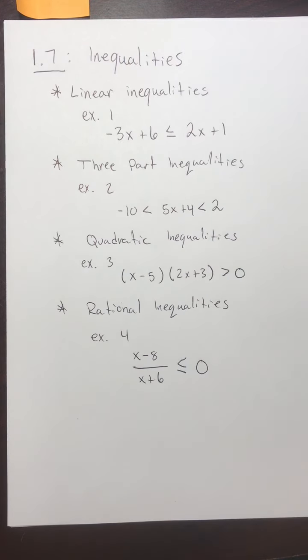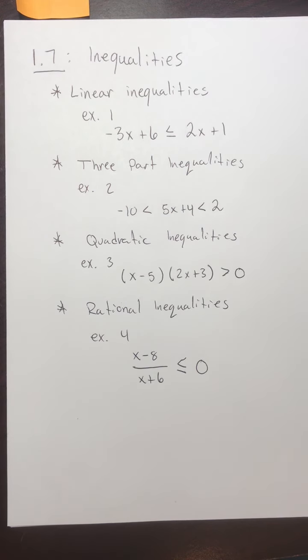In section 1.7, we're going to talk about inequalities. Four inequalities that we're going to talk about are linear inequalities, three-part inequalities, quadratic inequalities, and rational inequalities. In the next section, we will talk about absolute value inequalities. We're going to go through these four examples.